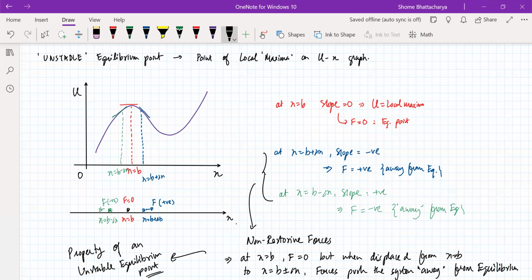Okay. So this whole idea about stable versus unstable equilibrium is important. Exactly. Yeah, Ayan, that's true.